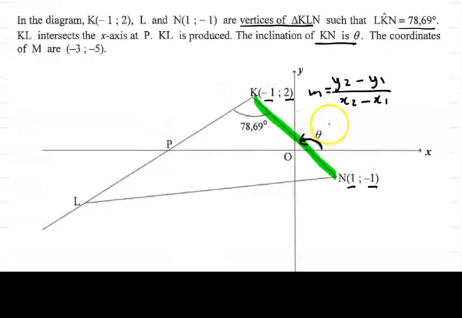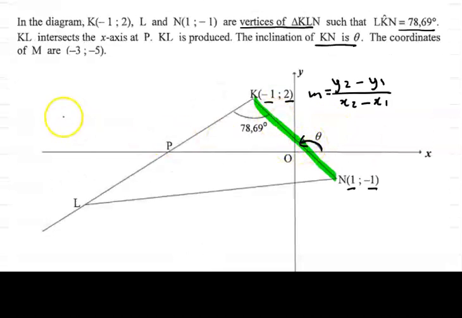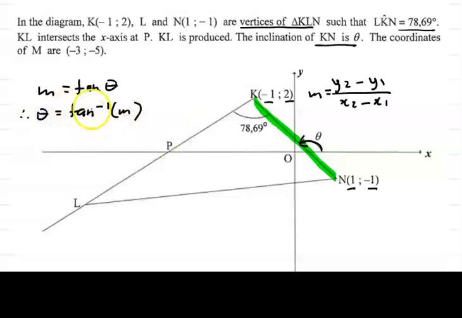So remember now, what is the formula for gradient? The formula for gradient is also m equals tan of theta. Therefore, theta equals tan inverse of m. So that's if your angle of inclination is given, you can find the gradient of this line. Also, if you are given the gradient, you can find the angle of inclination. Alright, so let's go and write that down.